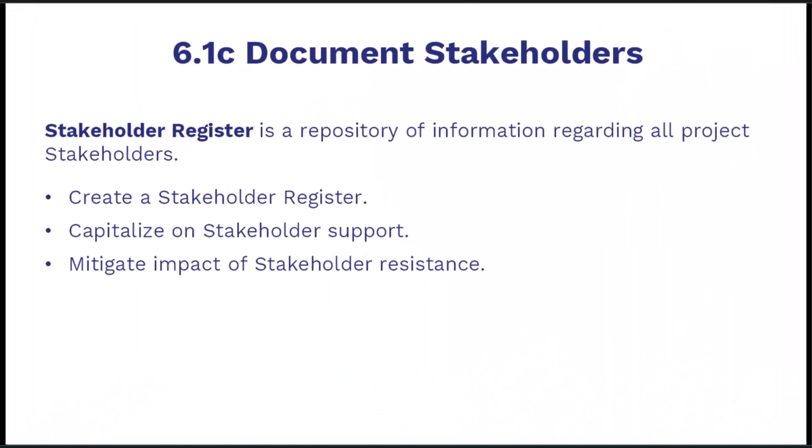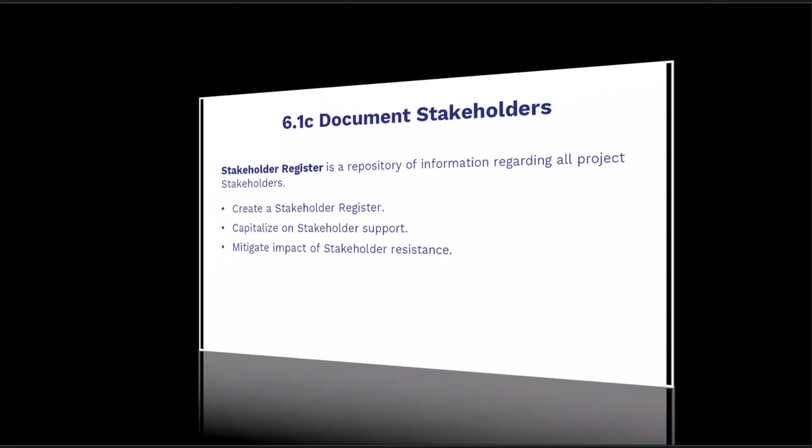6.1c. Document stakeholders. Create a stakeholder register, a single repository listing each stakeholder's name, role, contact, interest, influence, impact, expectations, risks, and engagement plan. Update at milestones. Use it to mobilize supporters by assigning actions and amplifying messages, and to anticipate and mitigate resistance by recording concerns, triggers, responses, owners, and timelines.